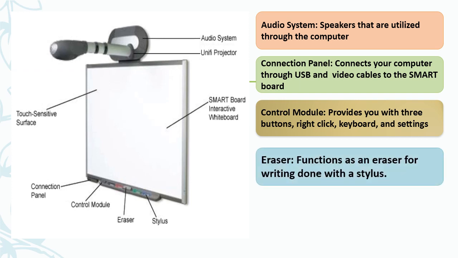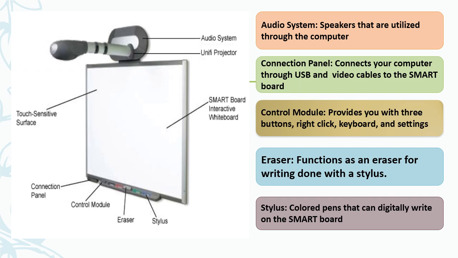Number four is the eraser. It functions as an eraser for writing done with a stylus. So what is a stylus? Stylus color pens are color pens that can digitally write on the smartboard. Digitally write because the ink used is digital ink. And some smartboards have four stylus with four different colors: green, red, blue, and black. Others have only two colors, black and red. This is for the main components, and you should concentrate on each component and its function, right?